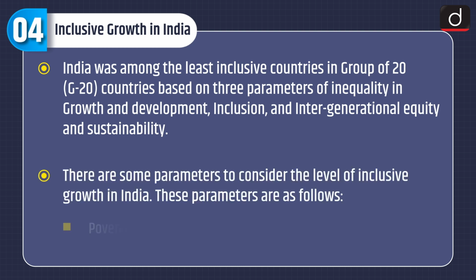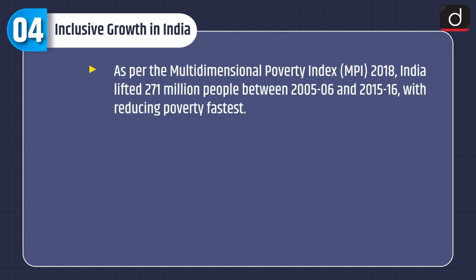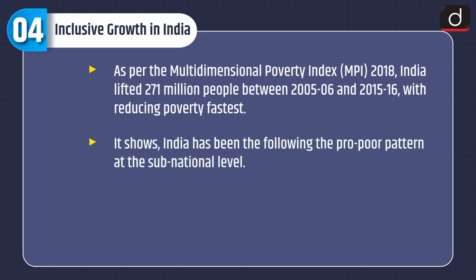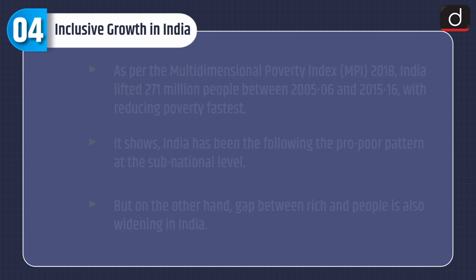There are some parameters to consider the level of inclusive growth in India. These parameters are as follows. Poverty. As per the Multidimensional Poverty Index or MPI 2018, India lifted 271 million people out of poverty between 2005-06 and 2015-16, reducing poverty fastest. It shows India has been following the pro-poor pattern at the subnational level. But on the other hand, the gap between rich and poor is also widening in India.